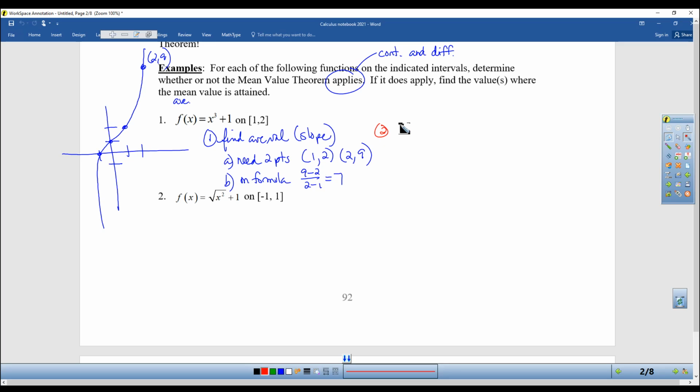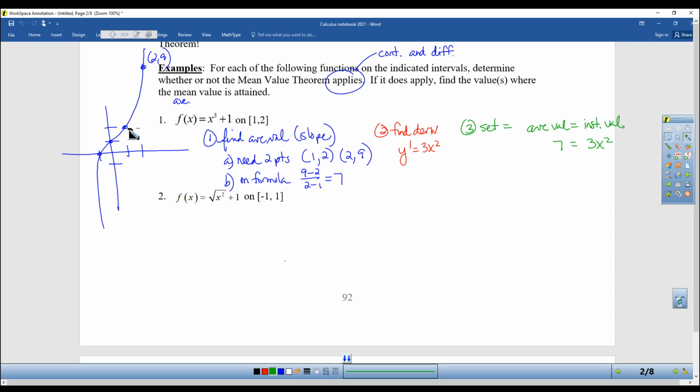Step 2, find the derivative. In this case, y prime is equal to 3x squared plus 0. Step 3, set them equal. So you're going to figure out where the average value is equal to the instantaneous value. For us, 7 at some point must be equal to 3x squared.